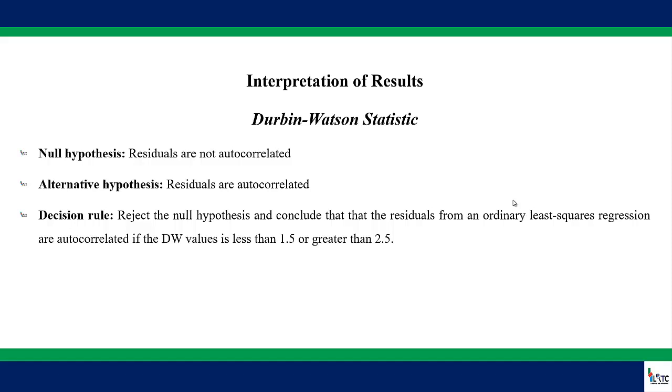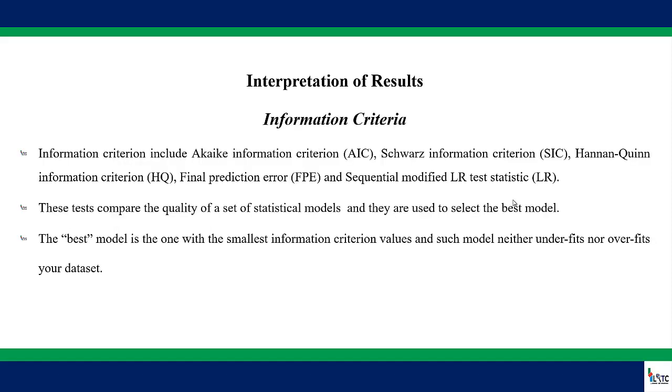But when the value is between 1.5 and 2.5, then there is no problem. There is no problem of serial correlation. That is, the residuals are not autocorrelated. So in such case, you cannot reject the null hypothesis.